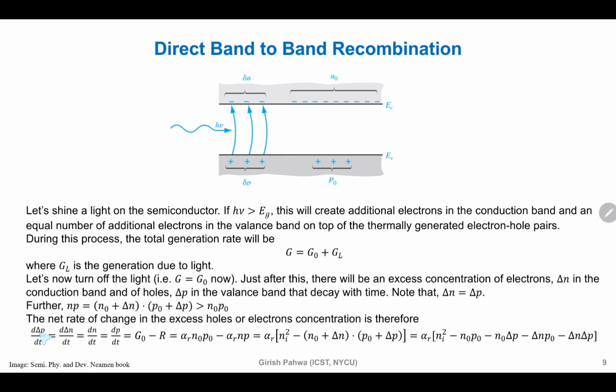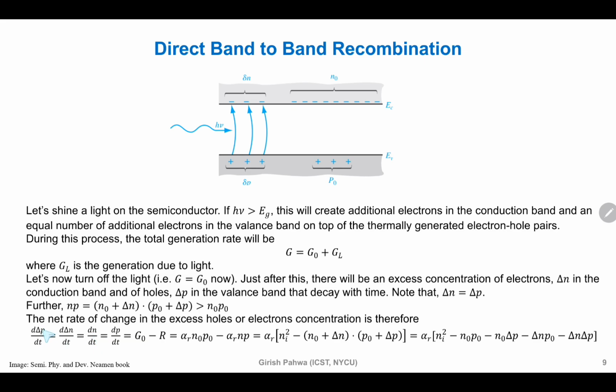They will also be equal to d of delta P by dt and d of delta N by dt. Why? What is N? N is equal to N naught plus delta N. If I take a derivative dN by dt, this N naught is a constant, it's some number, right? So it will give me d delta N by dt.